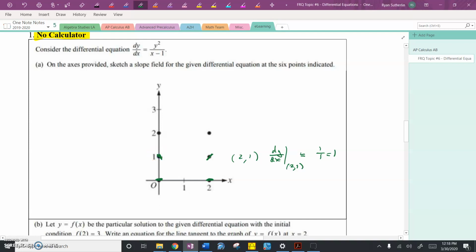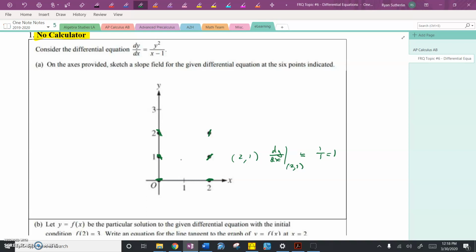At (0, 2), I get a slope of -2. And at (2, 2), I get a slope of +2. Now notice they didn't ask about (1, 0), (1, 1), and (1, 2). The reason is that there the slope would be undefined. And so a lot of times the rubric will say you can just leave that blank.